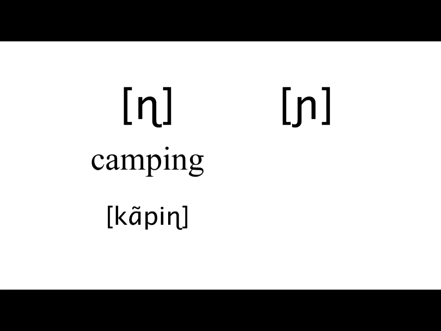The ng sound is found mainly in words derived from English, such as camping. The ny sound is more common and used in words like agneau.